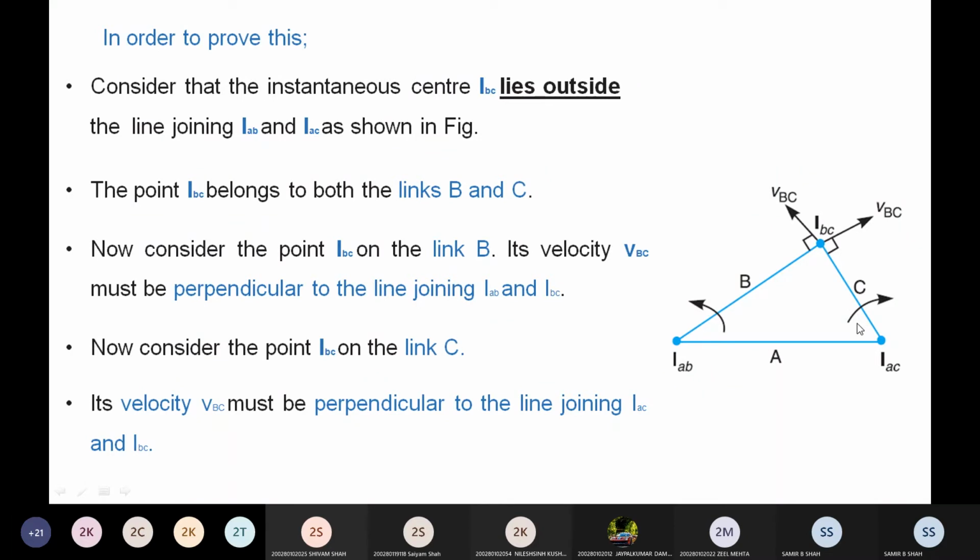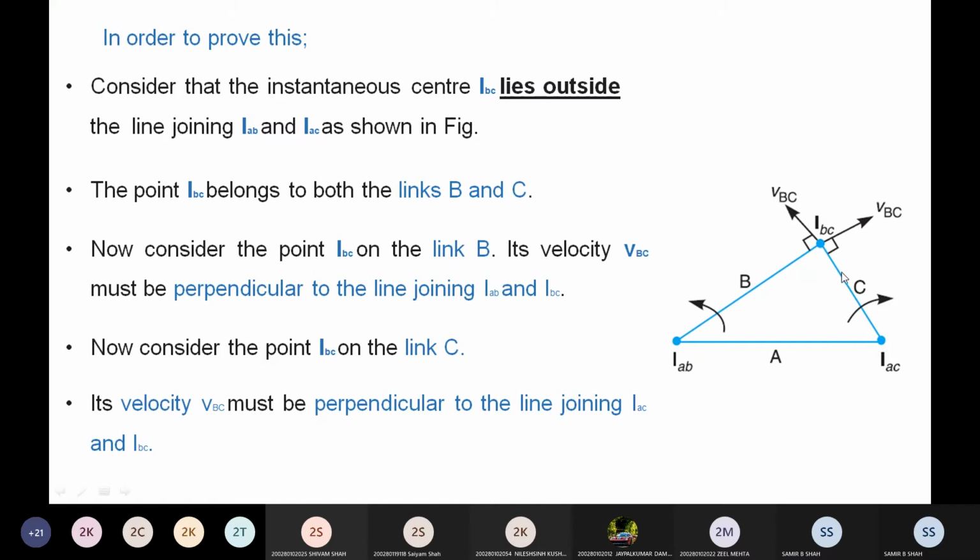Now consider IBC on link B. Its velocity VBC must be perpendicular to the line joining IAB and IBC, as we discussed earlier. So you can see both the points. Now consider the point IBC on link C. Now we have considered IBC on link C, meaning the velocity VBC must be perpendicular to the line joining IAC and IBC.